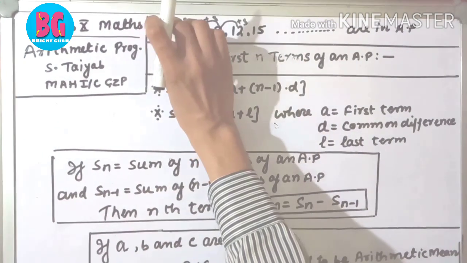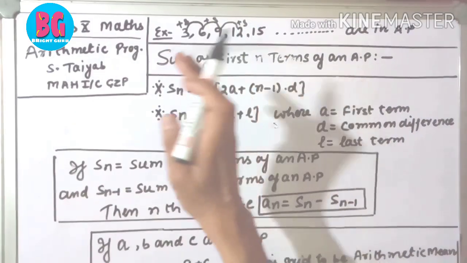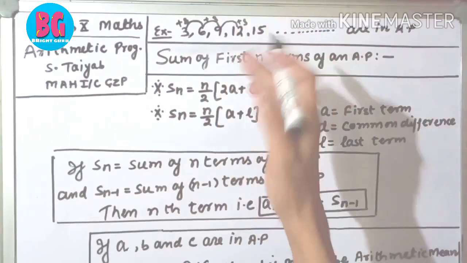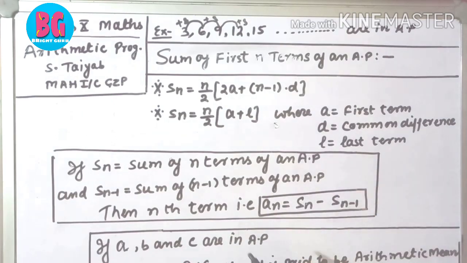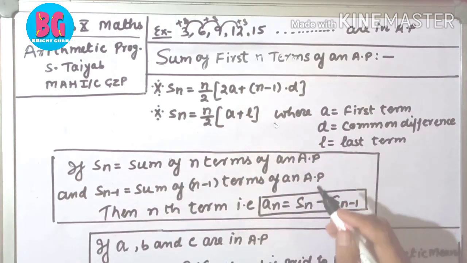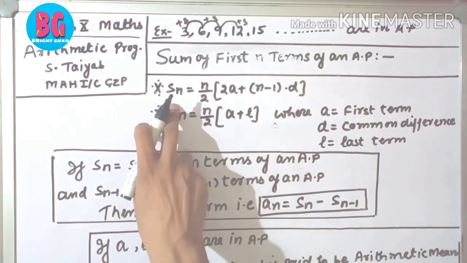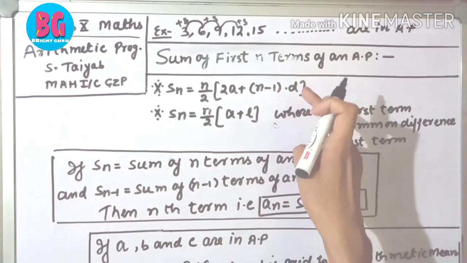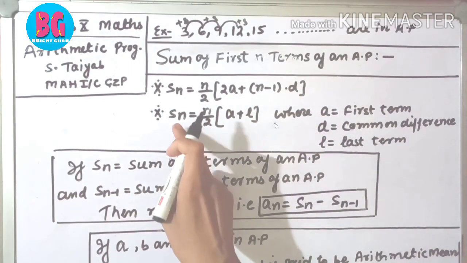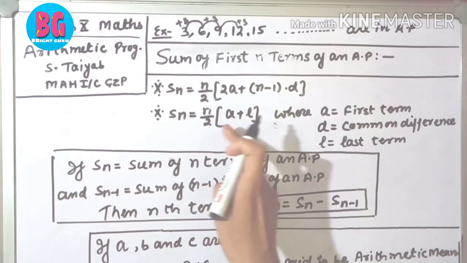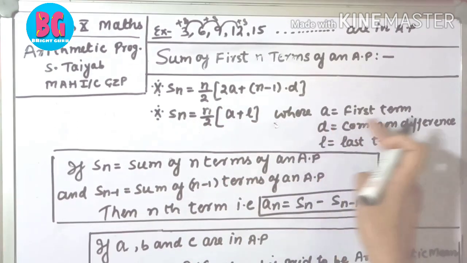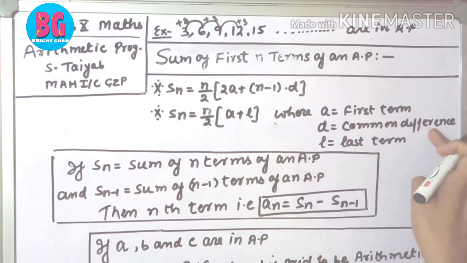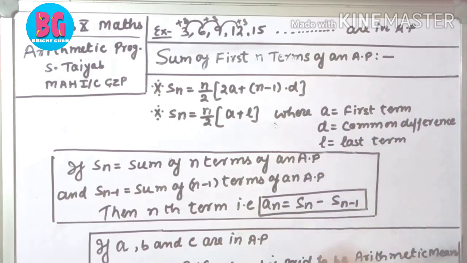So a sequence in which the difference between two consecutive numbers is always equal is known as an arithmetic progression. If we want to obtain the sum of the first n terms of an AP, there are two formulas. Sn is equal to n by 2, bracket 2a plus n minus 1 into d, and the second formula is Sn is equal to n by 2, a plus l, where a is the first term, d is the common difference, and l is the last term.